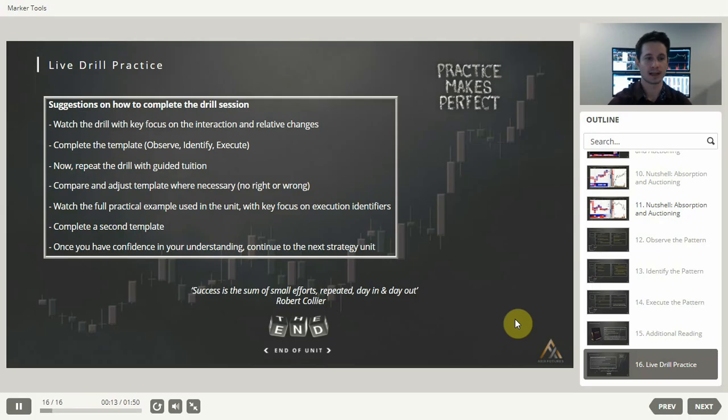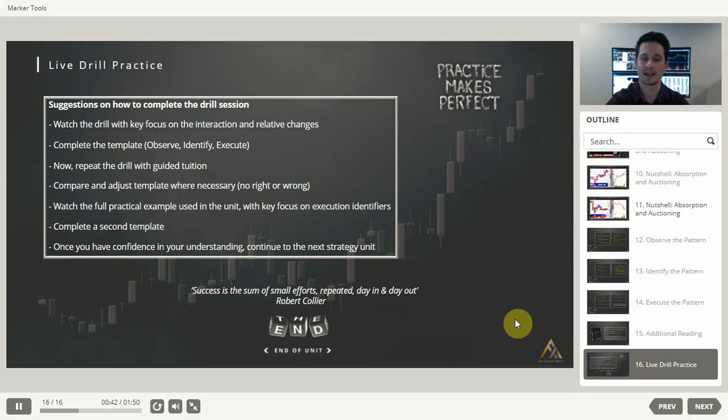It's simple. At the end of every unit, you are going to find a drill. I suggest you watch the drill with key focus on the interaction and relative changes. So go through the principles underlying the strategy again, read through that first. Once you've read through that, watch through the entire drill session. Once you've watched through it, go and complete the template. That's so important. Before you go on to the narrated drill session, make sure you complete the template yourself.